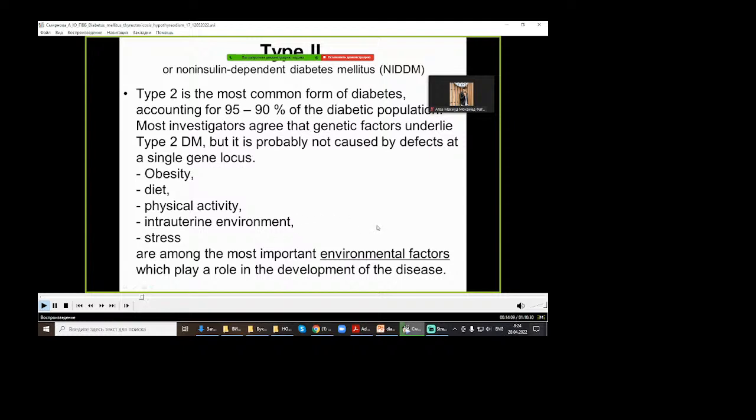Type 2 or non-insulin dependent diabetes mellitus is the most common form of diabetes, accounting for 90% of the diabetic population. And the most important risk factors and etiological factors of this type, the second type of diabetes mellitus, are genetic factors, obesity, diet, physical activity, and stress. Among the most important factors are environmental factors, which play a role in the development of this disease.